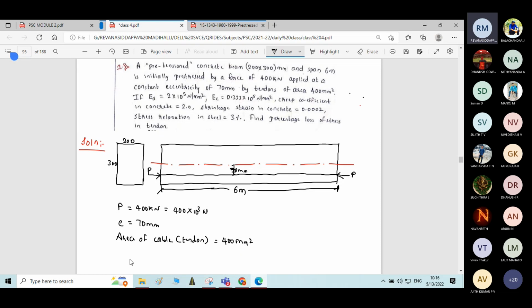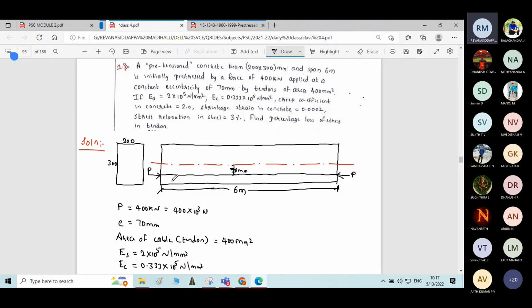Then next, moduli of steel and concrete are given. Es is given as 2 into 10 power 5 Newton per mm square. Ec is 0.333 into 10 power 5 Newton per mm square. Then what else is given?